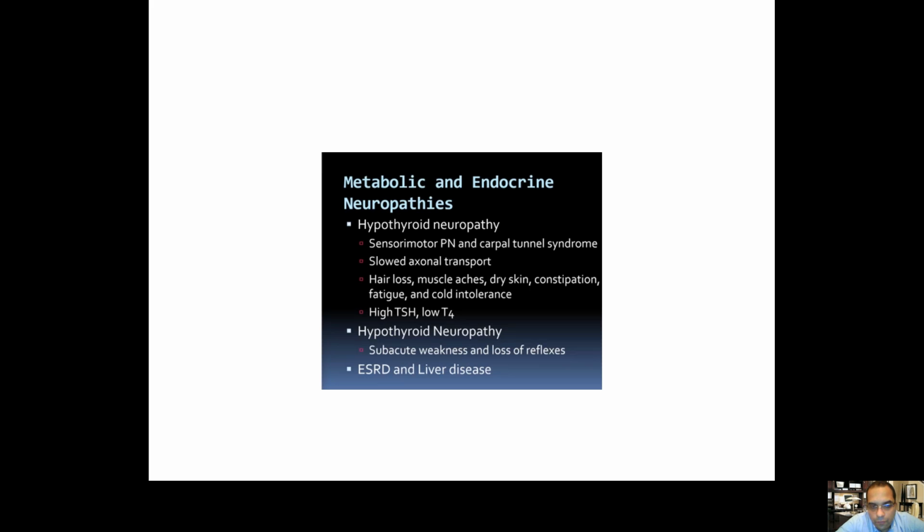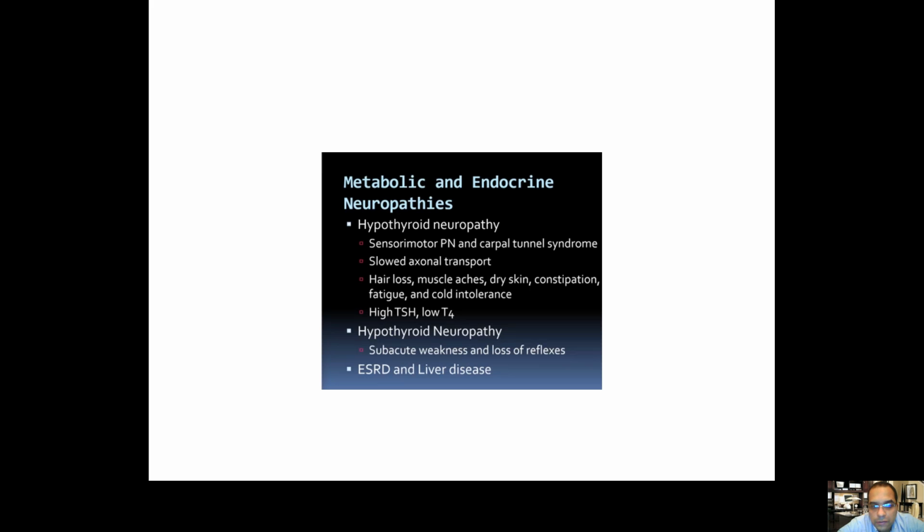Another important category of neuropathies is the metabolic and endocrine neuropathies. As you can see, people with hypothyroidism have hypothyroid neuropathy, and these usually have the form of sensory motor peripheral neuropathy and may present with carpal tunnel syndrome. This might be the initial presentation of them. So they might start to have this tingling and numbness in the fingers, and then when we do the electromyography nerve conduction study, it's an axonal type, so it is not the myelin sheath this time.